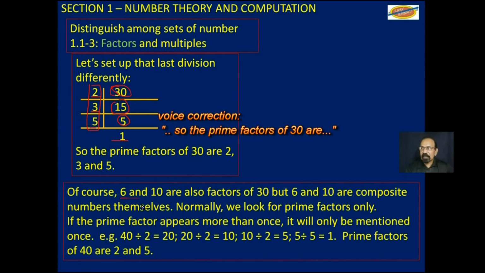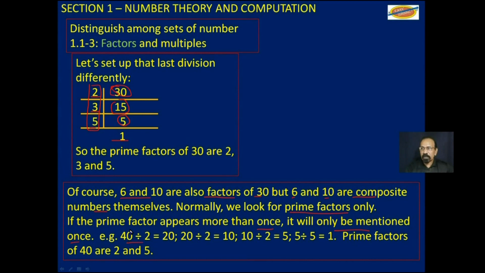Of course, 6 and 10 are also factors of 30, but 6 and 10 are composite numbers. Normally, we look for the prime factors only. If the prime factor appears more than once, it may only be mentioned once.